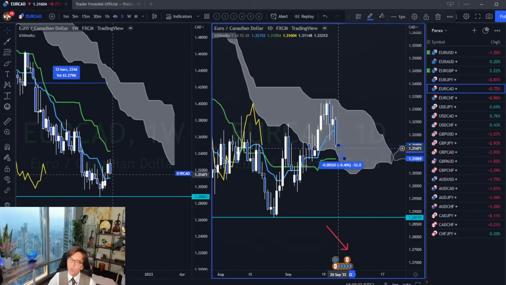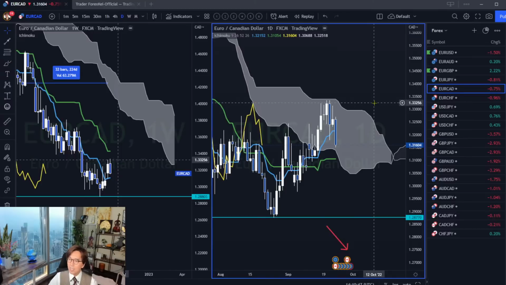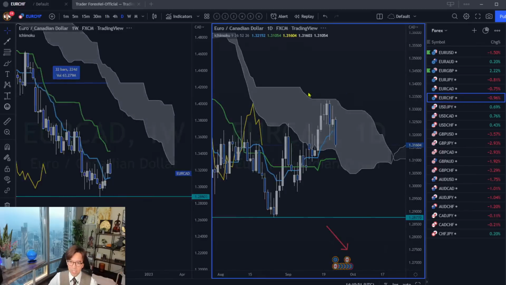Also, we don't really know how many days it takes for this to come down to the Kijun-sen. So yeah, the trade may not really become time efficient in that sense. So I will skip the Euro CAD most likely this week, and moving on to the Euro Swiss franc.